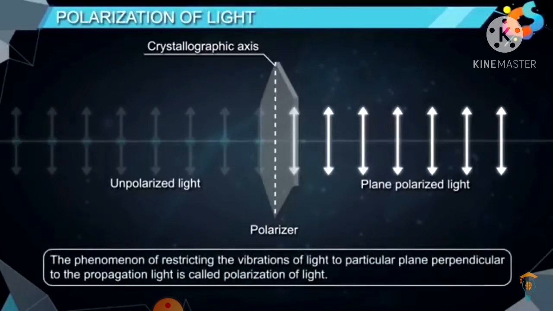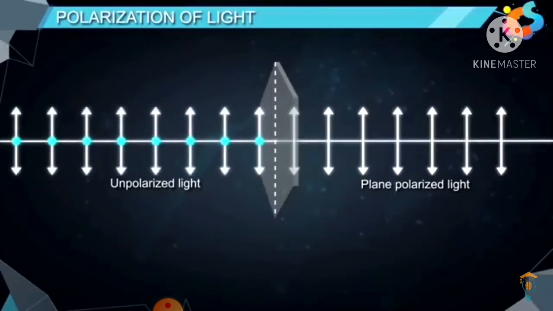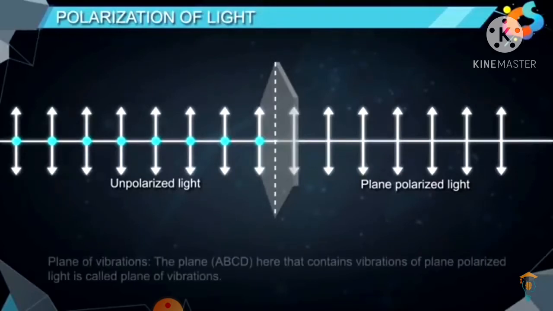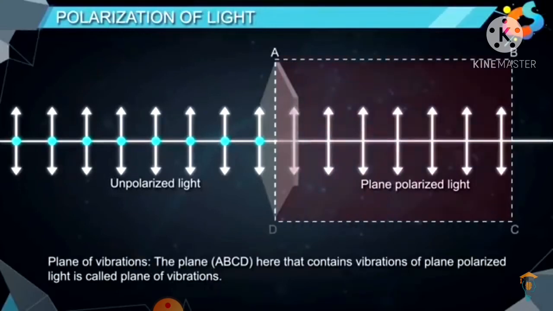It contains vibrations in only one plane. The phenomenon of restricting the vibrations of light to a particular plane perpendicular to the propagation of light is called polarization of light. Now let us learn about two important terms used in this topic. One, plane of vibration. The plane ABCD here that contains vibrations of the plane polarized light is called the plane of vibrations.